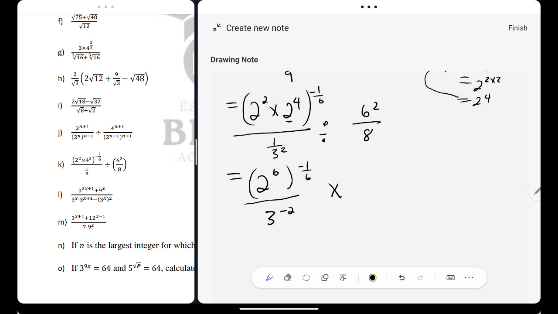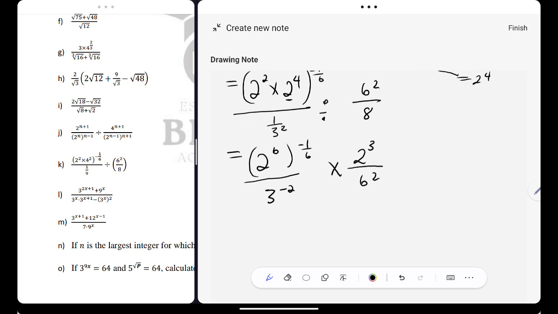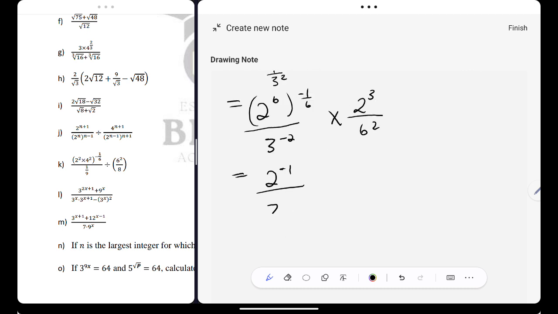If ever you want to change the sign from division to multiply, you must flip the number on the right-hand side. The 8 can be written as 2 to the power 3, and then I have 6 squared here. Alright, together. So here, whenever this 6 multiplies with the negative 1 over 6, I'll get a negative 1 rather, all over, multiplied by 2 to the 3.